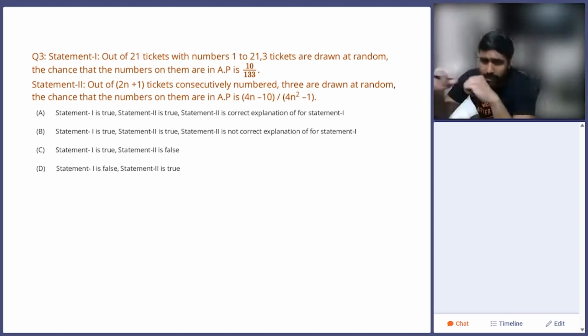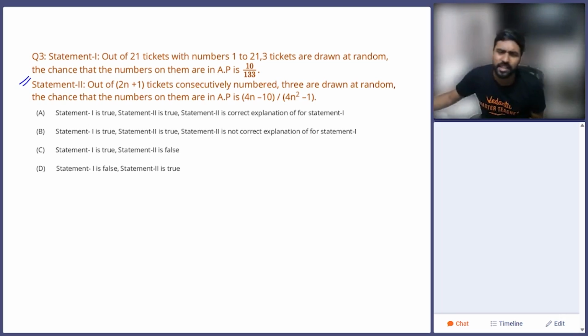Second statement is a generalized one rather. Out of 2n plus 1 tickets, 3 are chosen at random. The probability that they are in AP is (4n minus 1) upon (4n square minus 1). See, in such cases, always prove the general statement first.